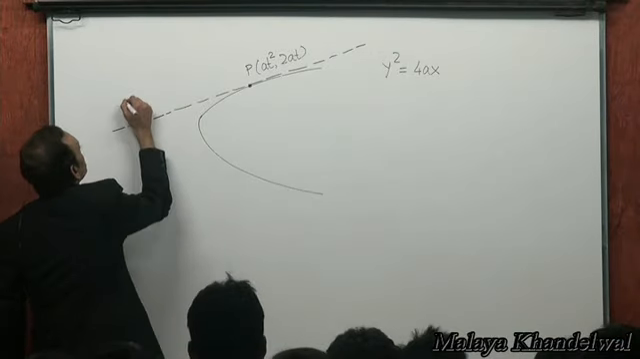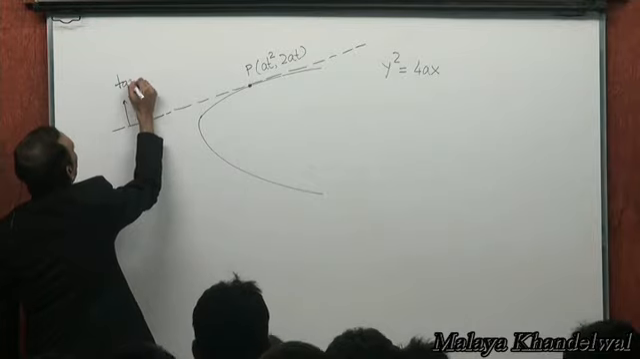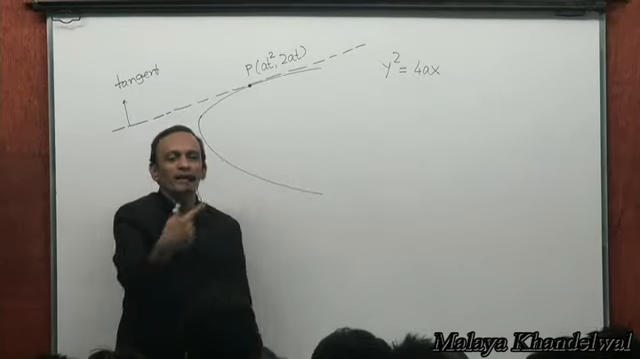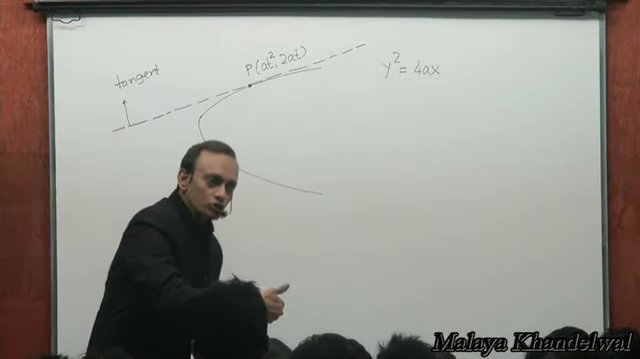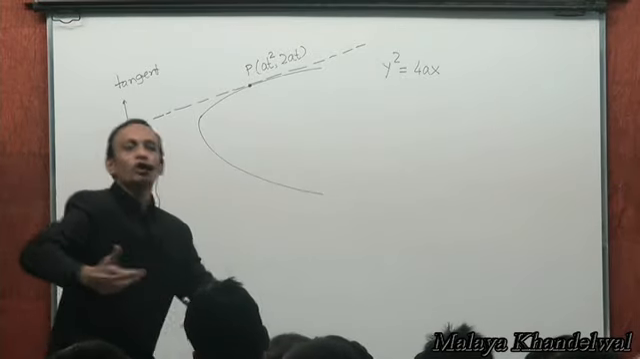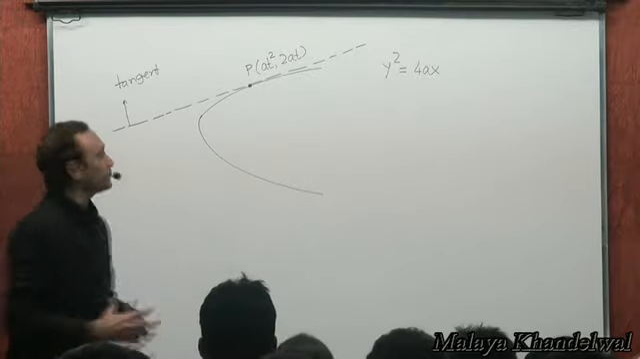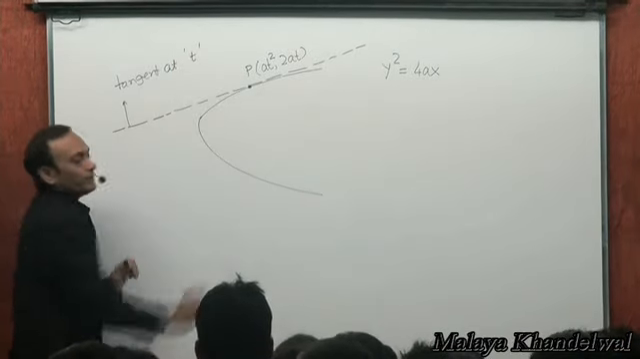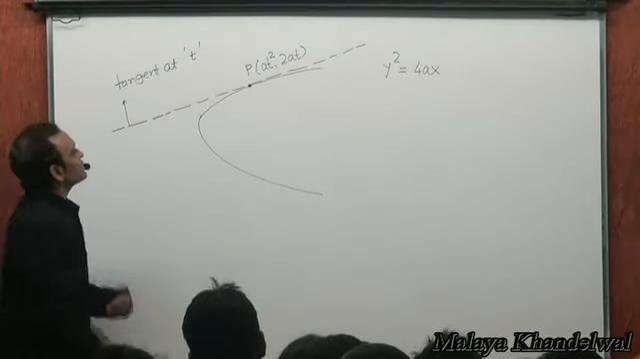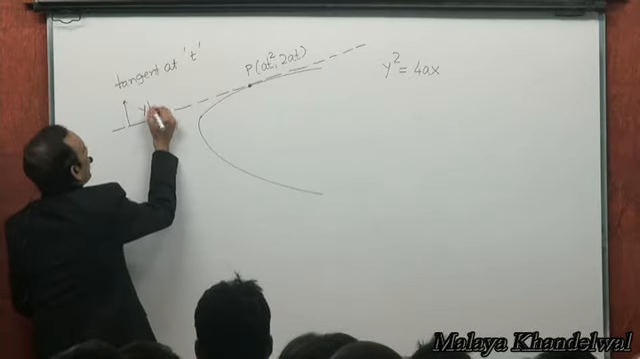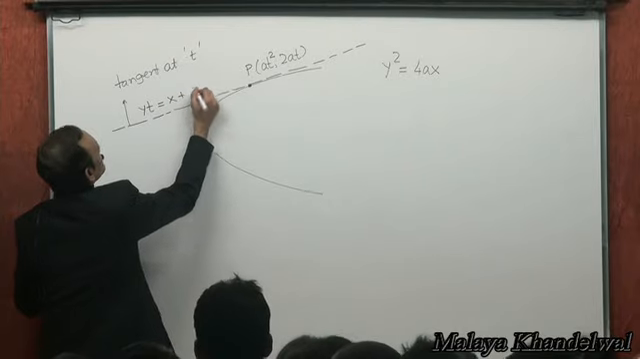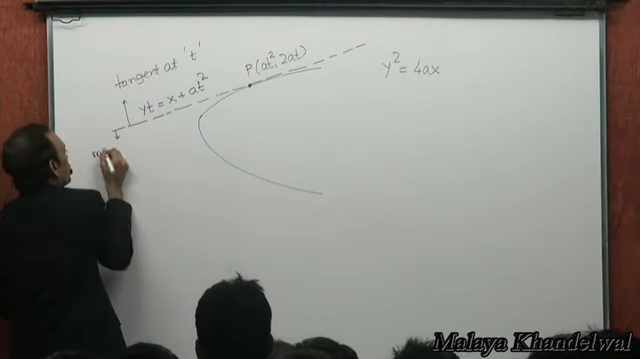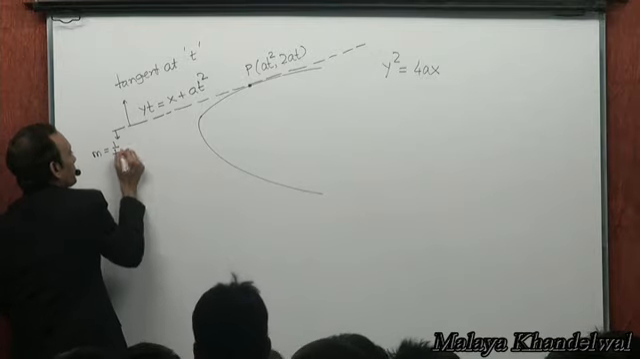This is a tangent at t. We refer to this point as t. The moment I say t, we translate it into at squared comma 2at, but I'll call this point t for convenience, right? So this is the tangent at t. And the equation of this tangent, if you remember, is yt is x plus at squared. The slope of this tangent, therefore, would be 1 by t.